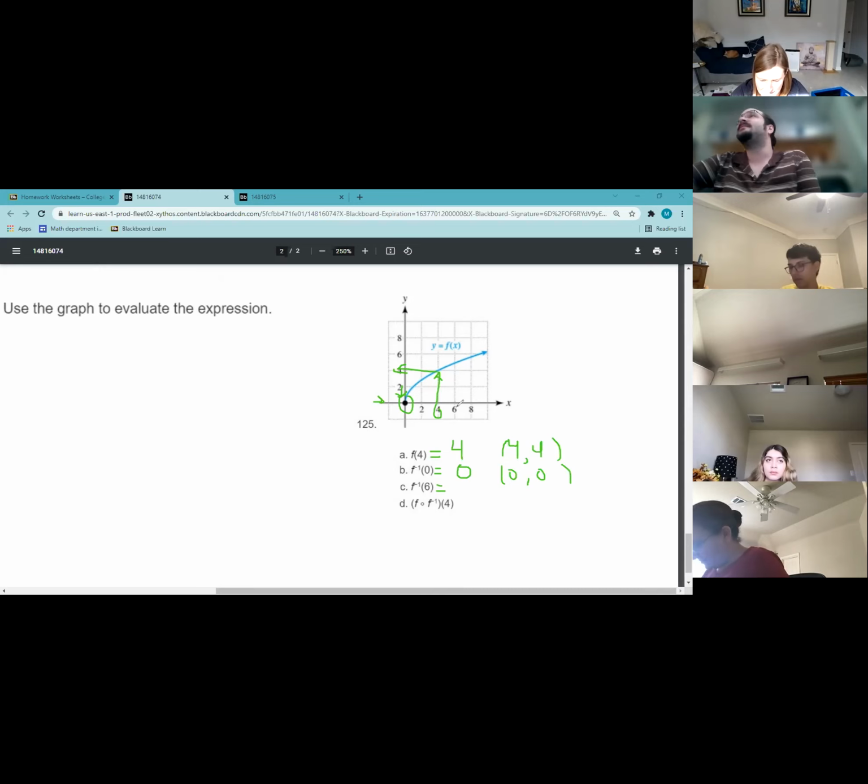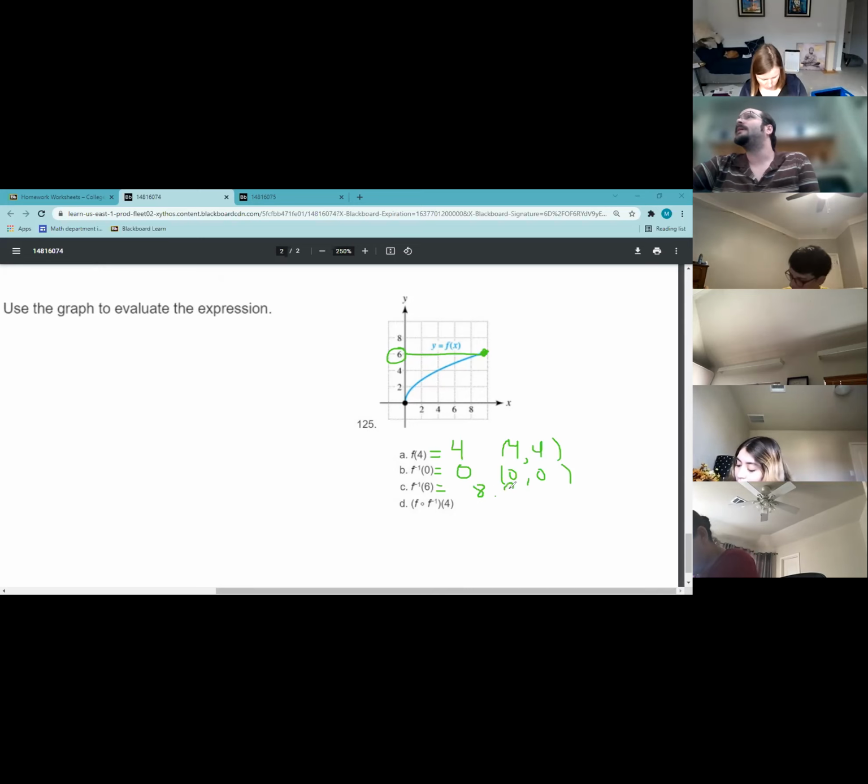F inverse of 6. What is that going to get me? Is it like 8 point something? All right. So am I looking at the X or the Y? I'm looking at the Y. It's doing the inverse. I'm looking along here. And I would say probably 8.8 or 9, somewhere in that ballpark. That's it.